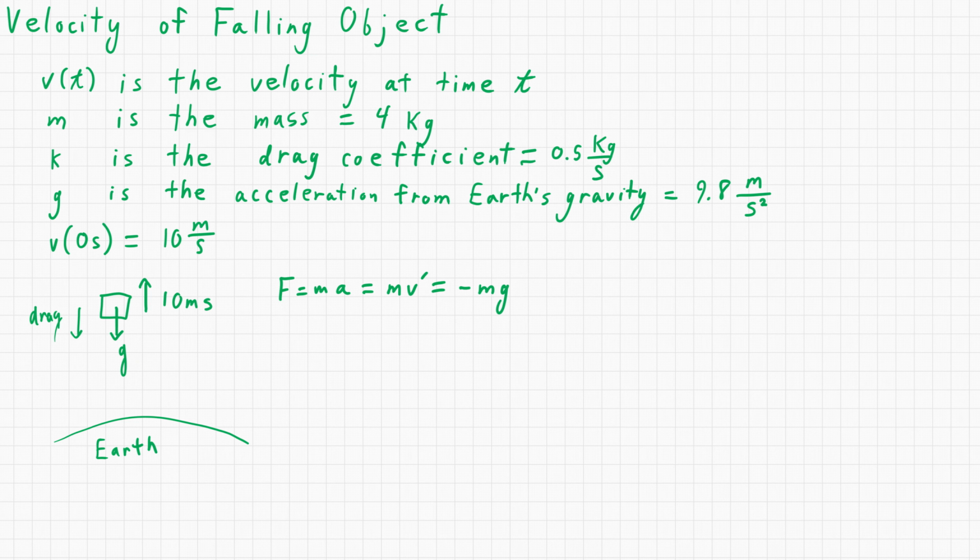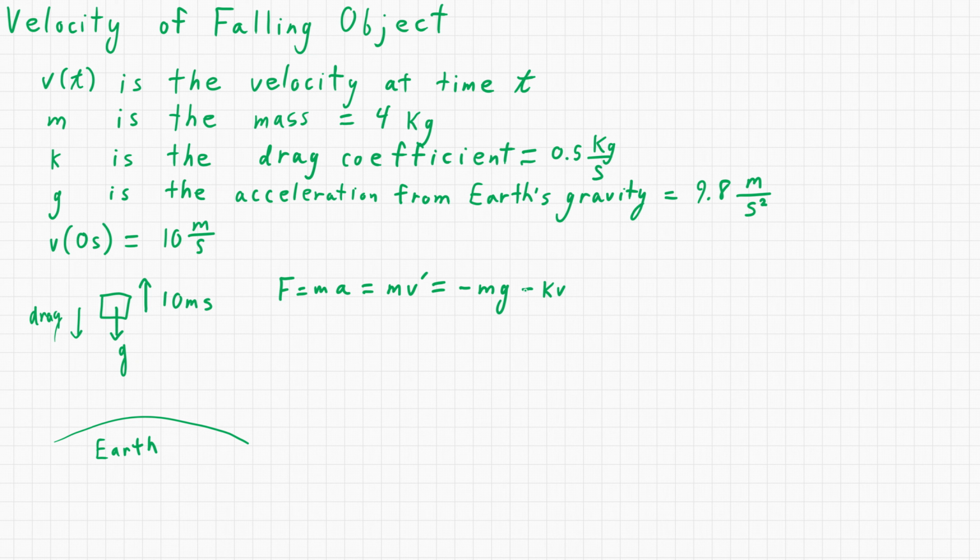We also have minus k times v. The drag here is proportional to the velocity. So if it's going faster, the drag is going to be bigger. If it's going 10 meters per second, it's going to be 10k. If it's going 20 meters per second, it's going to be 20k, something like that.